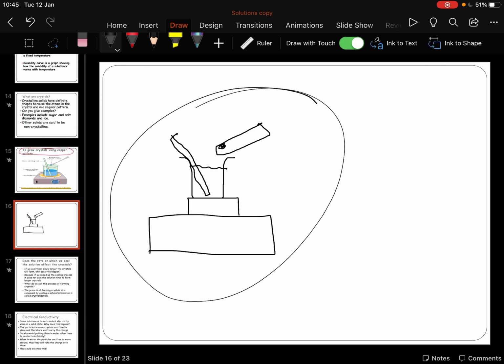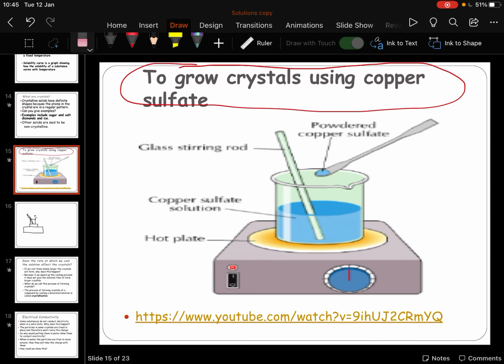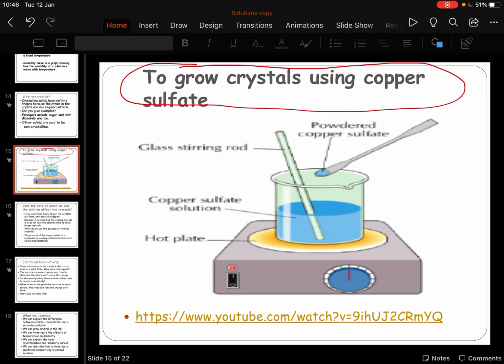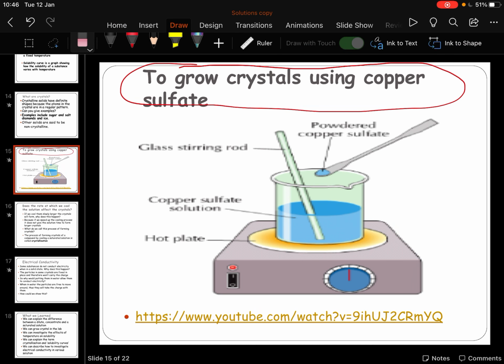That's all you have to do. A nice, simple diagram like that. Keep it simple, keep it basic. Simple shapes: squares, rectangles, circles. That's all you have to do, guys. So draw that in and label it: to grow crystals using copper sulfate.